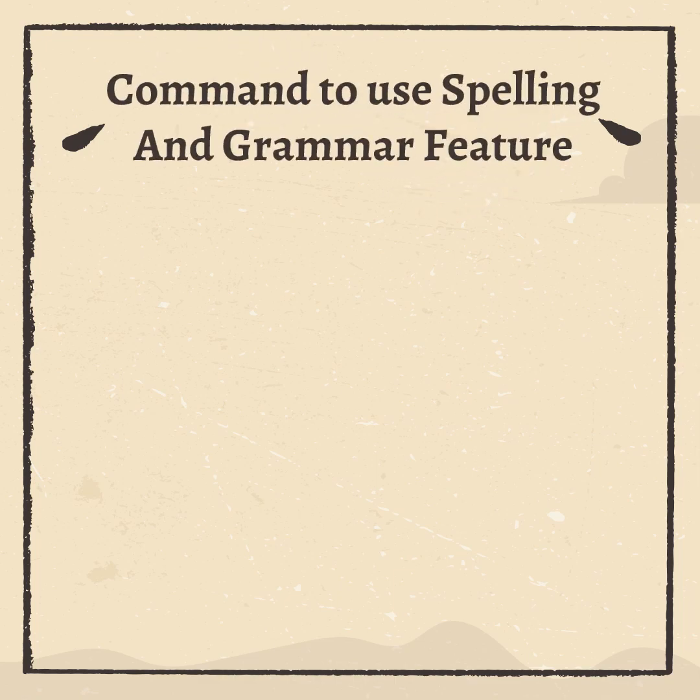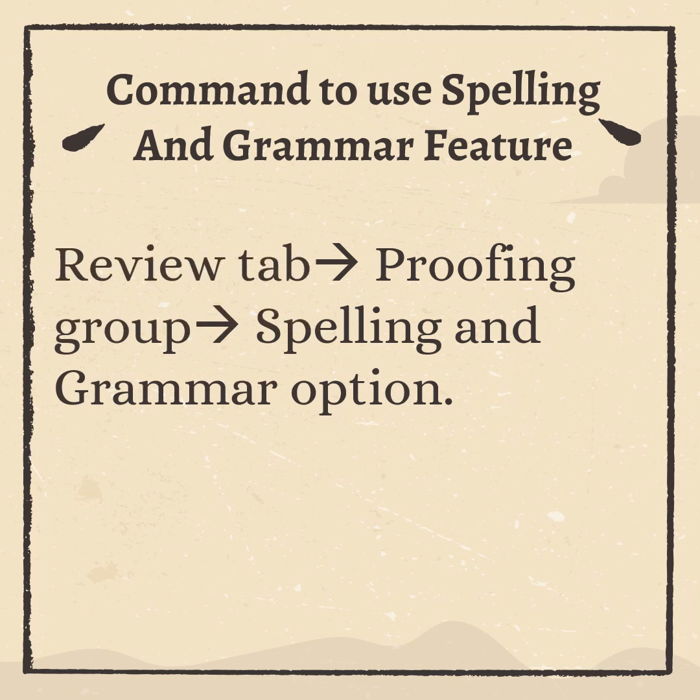Now, let us learn how we can use the spelling and grammar feature of Microsoft Word. Whenever we want to use this feature, we will use a command. The command is, we will click on the Review tab, Proofing Group, and then we will select the spelling and grammar option. Clear? Whenever we want to use the spelling and grammar feature of Microsoft Word, we will go to the Review tab, click on the Proofing Group, and select the spelling and grammar option. Clear?